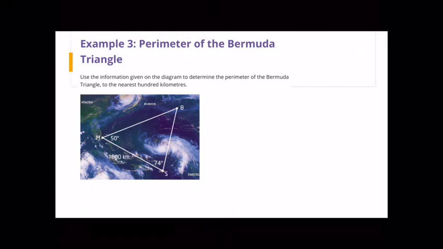And example 3 is the perimeter of the Bermuda Triangle. Using the information given in the diagram, determine the perimeter of the Bermuda Triangle to the nearest 100 kilometers. So now we want the nearest 100 kilometers, so we've got to make sure we're doing that.